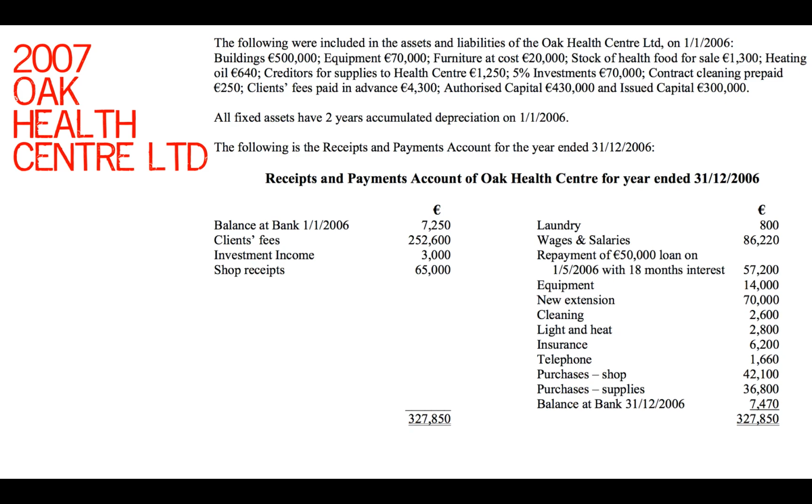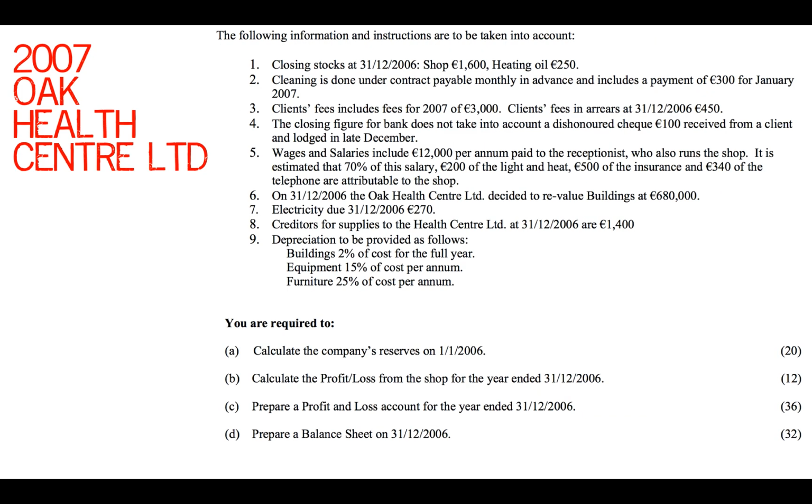So here we have the receipts and payments account for the whole year 2006. The following information and instructions are to be taken into account. Note 1. Closing stocks at the 31st of 12th 2006, shop €1,600 and heating oil €250. Note 2. Cleaning is done under contract payable monthly in advance and includes a payment of €300 for January 2007. Note 3. Clients' fees include fees for 2007 of €3,000.